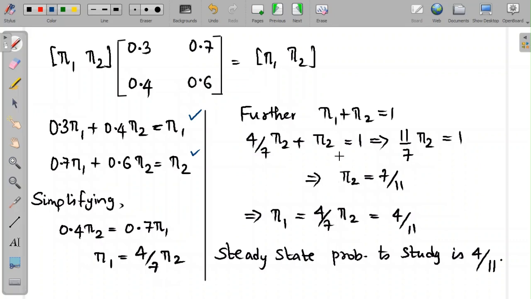So we apply this substitution, the one in the blue box, to this equation, and that helps us solve for phi 1 and phi 2, where we observe that phi 1 is 4 by 11 and phi 2 is 7 by 11. So in the long run, he will choose not to study with the probability of 7 by 11, and he will choose to study with the probability of 4 by 11. This is how we calculate the probabilities when the steady state is attained. So these are the answers in the long run.